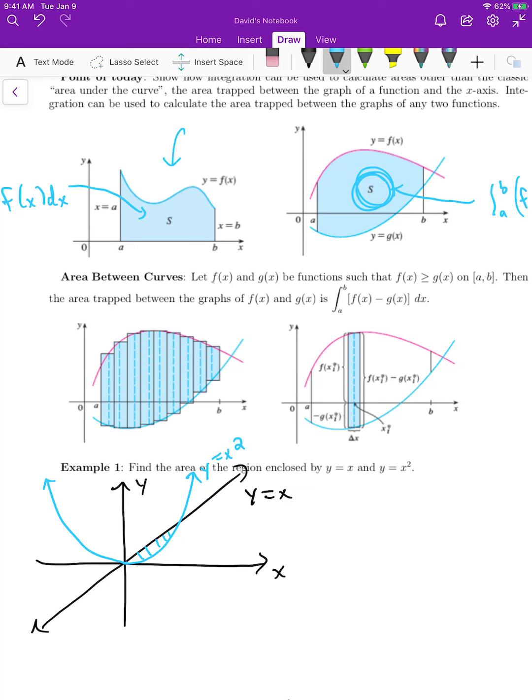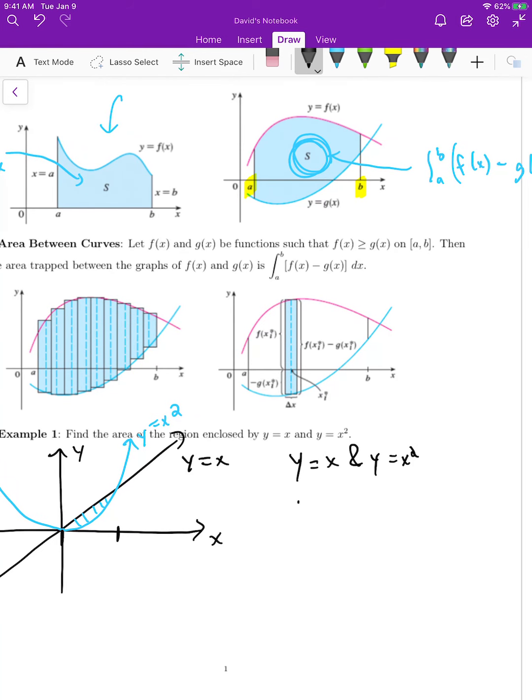Okay, so to set up this integral, we have to know where the region starts and where it ends. So like in this picture here, a is my start point of the interval and b is my end point. So we have to know what that point right there is and what that point right there is. We have to figure out, and you can see it from the picture, where y equals x and y equals x squared intersect. Where do they hit each other? If you ever want to know where two curves intersect, I believe we've talked about this before, you set them equal to each other. So we get 0 is x squared minus x. So 0 is x times x minus 1.